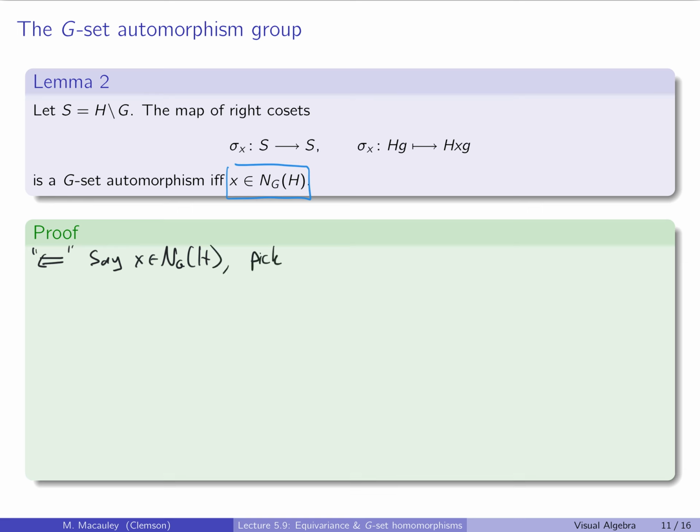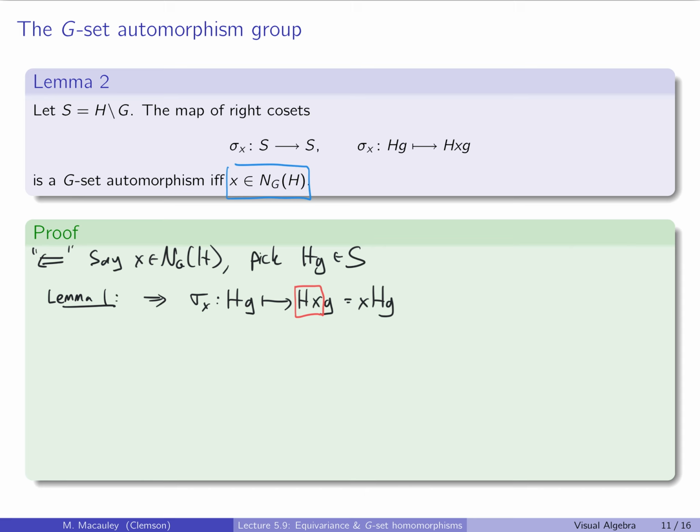And let's pick some coset Hg in the set S of right cosets. So by lemma 1, we know that the map sigma x sends Hg to Hxg. So that's what we showed earlier. But we also know, since h is in the normalizer, we can write this as Xhg.